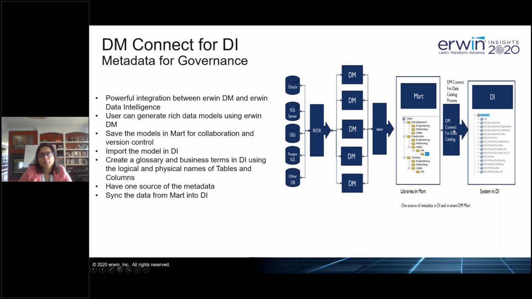And as I just explained to you, we have DM Connect for DI, which allows you to schedule all the models that you want from your libraries into the data intelligence suite. So on the diagram, as you can see, the data intelligence suite has different subsets. We have the metadata manager, we have the business glossary manager. There are many ways you can create your terms about your metadata.